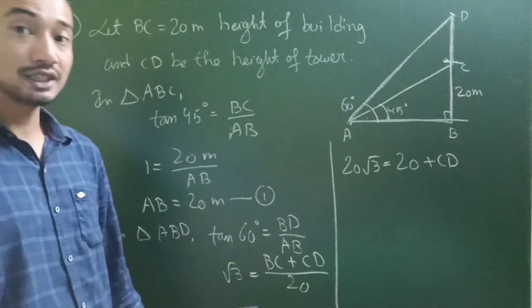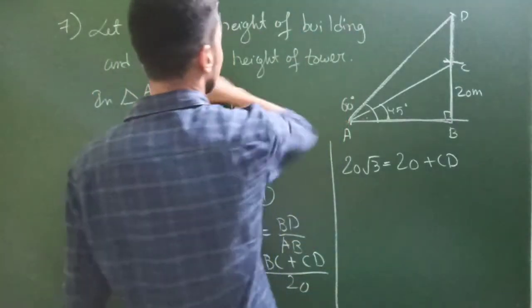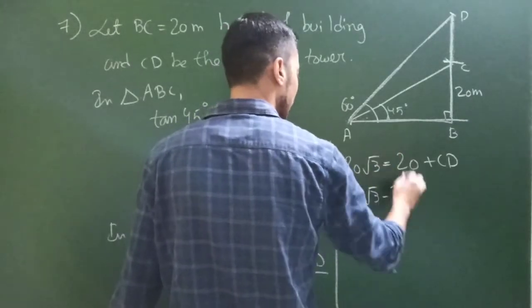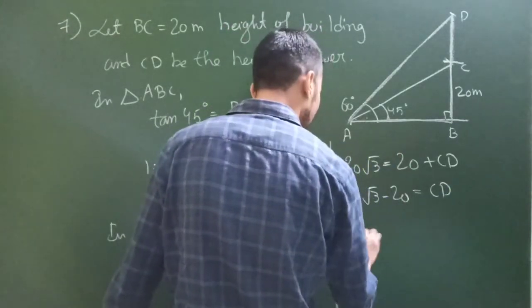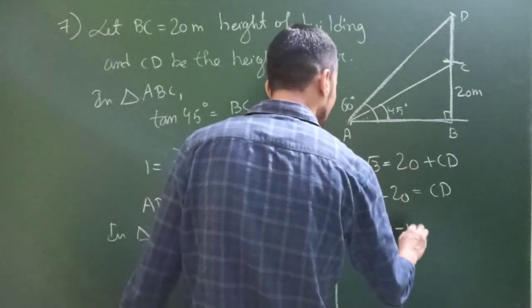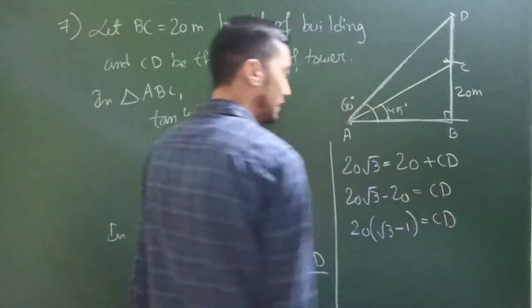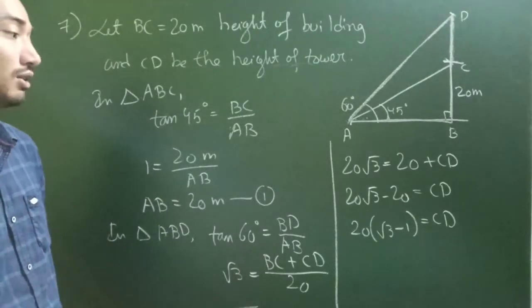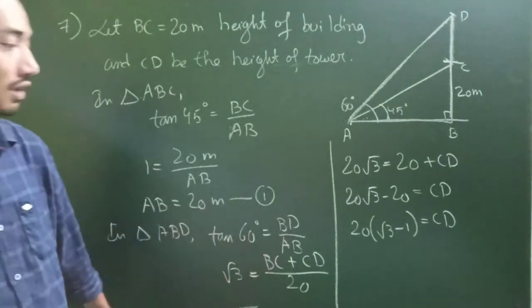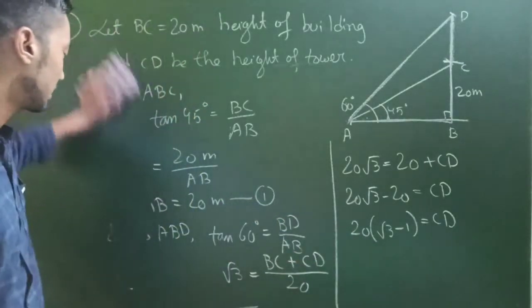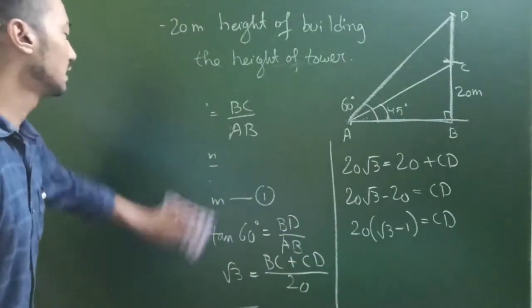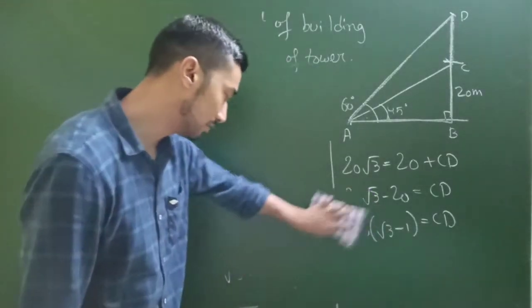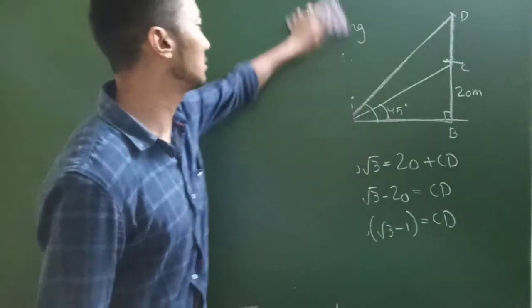Now what is CD? CD is actually the height of the tower. So that will be 20 root of 3 minus 20. You bring this on the other side, CD. So if I take 20 common, I will have root 3 minus 1 equal to CD. So that is what we were supposed to find out, CD, the height of the tower. So therefore the height of the tower is 20 into root of 3 minus 1. Alright. So as I said, simple question. We just have to get the figure correct first, that's all. Okay. Alright, let's move on to the other question.